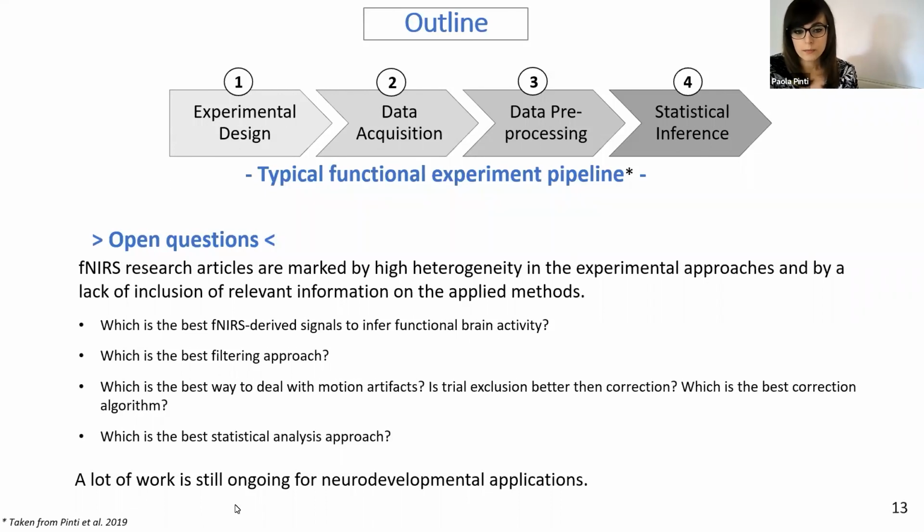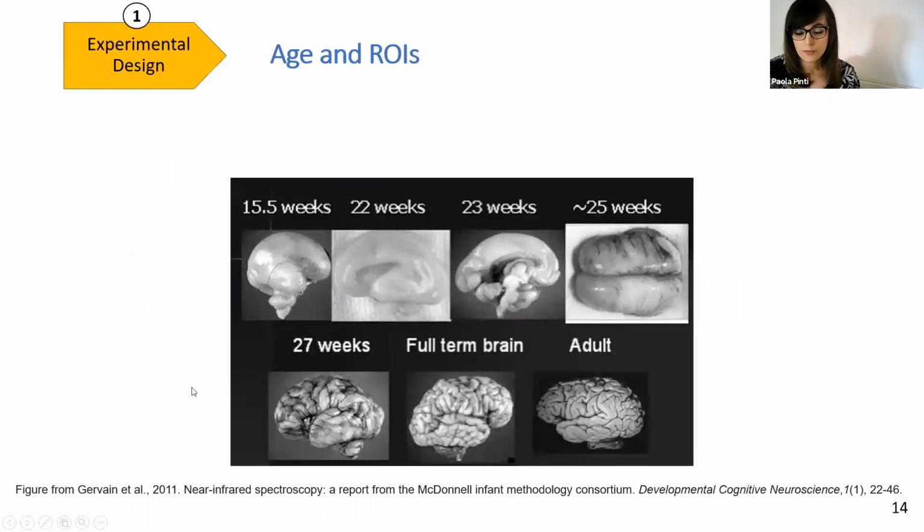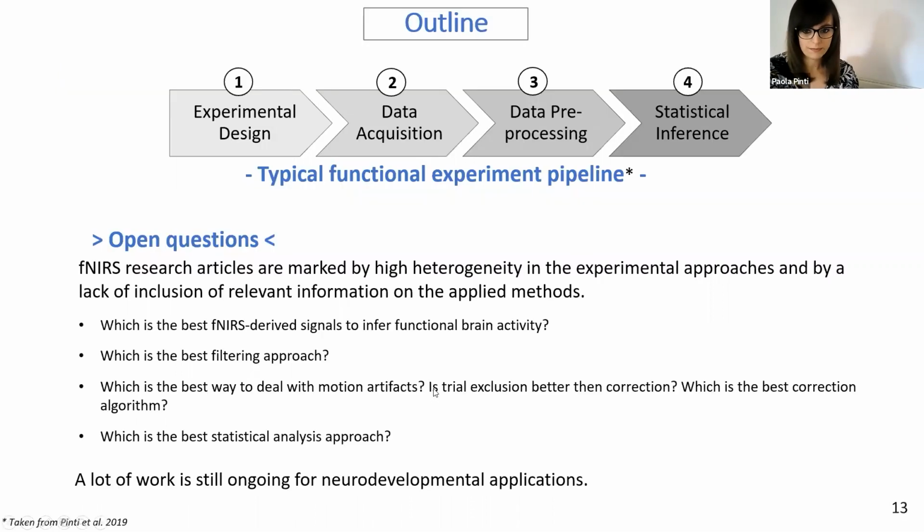So what we will present today are the pipelines and the approaches that we've been using so far, and that are the results of many years of work in our respective labs. So we'll leave it to Renata now.